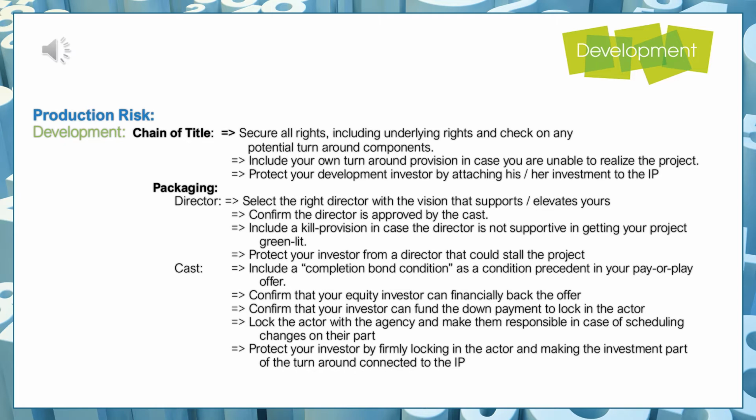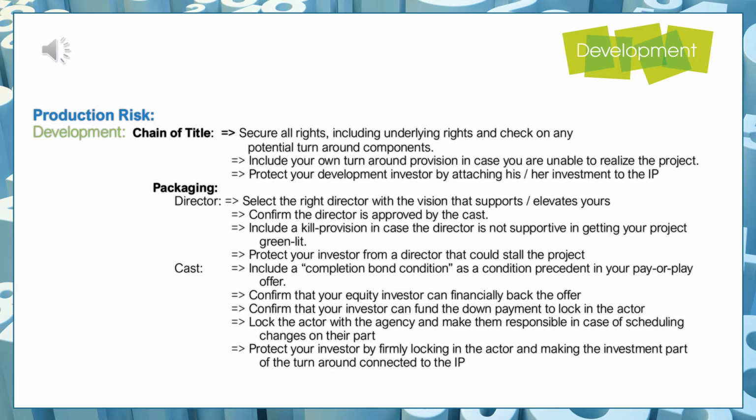So when we talk about packaging in that phase, we have to make sure that the director that we are casting is approved by the cast. We have to make sure that we have a kill provision in the director deal in case he or she is not approved by cast or cannot be bonded. And we have to make sure that the director is in line with the bond company, especially in relation to their vision and their ability to produce the project in the budget range.